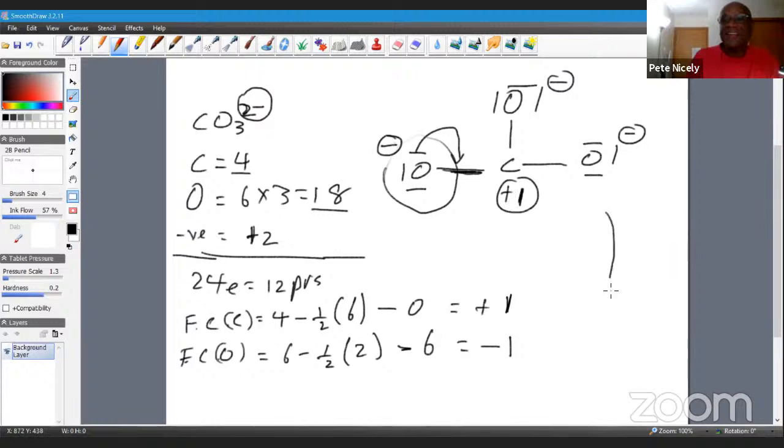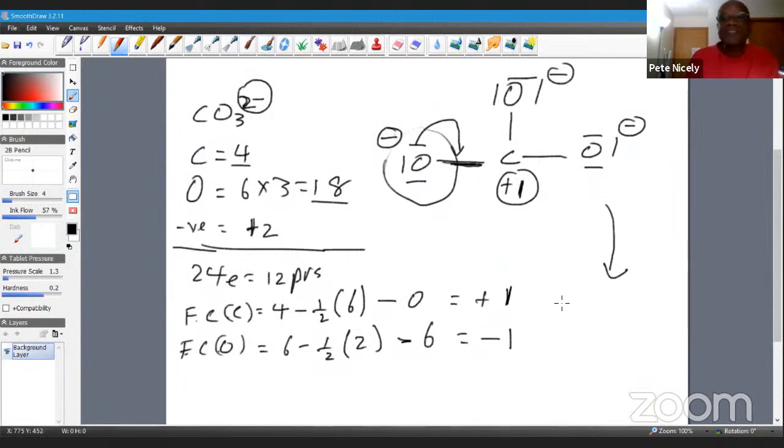So therefore, your final answer is going to be, let me see if I can scroll down here. Oh, no, there's no more space. Okay, so the final answer is going to be O with 2 lone pairs, double bonded to carbon, single bond to O minus, and this will be bonded to O minus, and that will be the final answer. All right? Okay, any questions about this one?